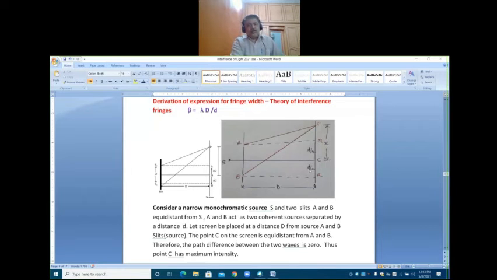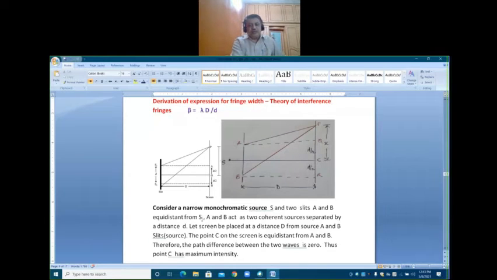Once again I'll repeat, S is a monochromatic source, A and B are slits which are equidistant from S. A and B act as two coherent sources separated by distance d. Let the screen be placed at a distance capital D. The point C is equidistant from A and B. Therefore, the path difference of waves reaching C will be 0. Thus, C will always be bright.